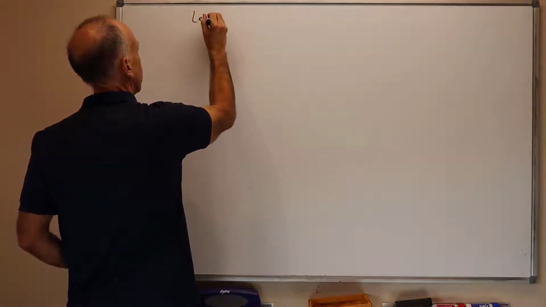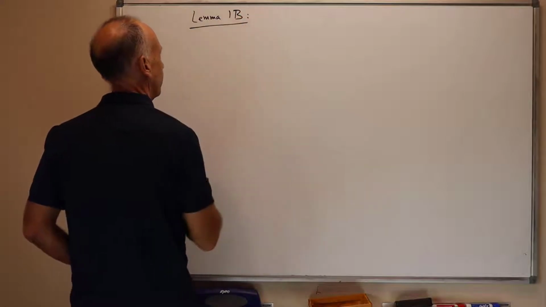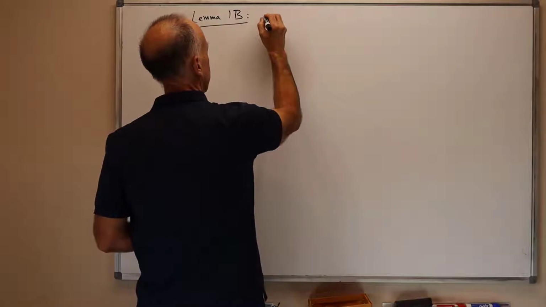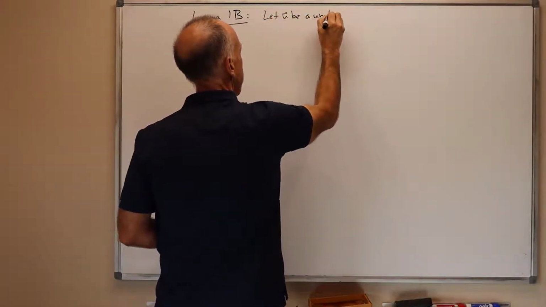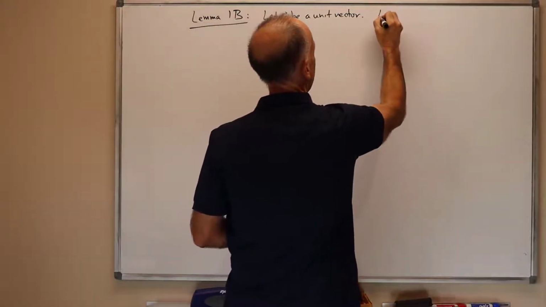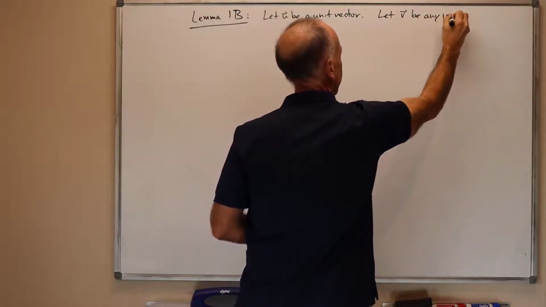So now let's talk about lemma 1b. This is the matrix form of lemma 1a. It's still talking about the projection, but now we're going to get a matrix that gives us the projection. So again, let u be a unit vector. Again, u is fixed, and we let v be any vector, as before. We're thinking v is varying.